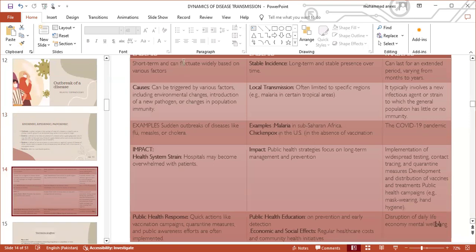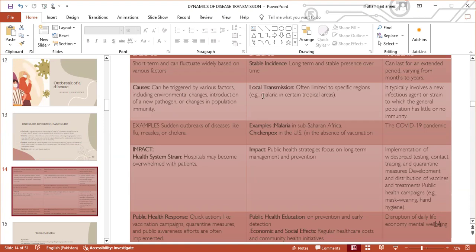An epidemic is short term and can fluctuate widely based on various factors. In case of endemic, it has a stable incidence, a long-term and stable presence over time. Whereas a pandemic can last for an extended period of time, varying from months to years. The cause of an epidemic can be triggered by various factors, including environmental changes, introduction of a new pathogen, or changes in population immunity.